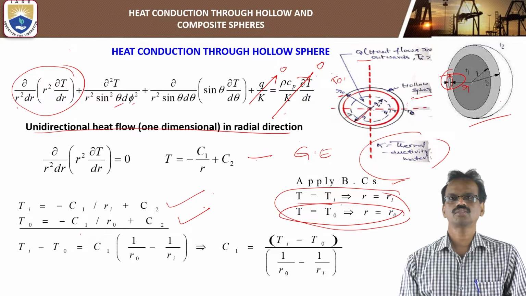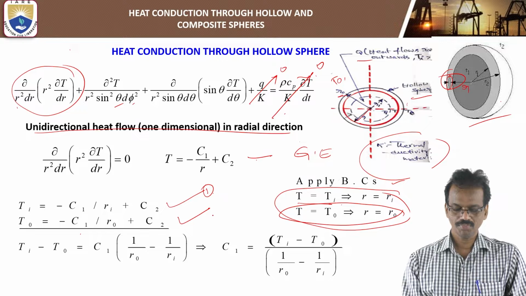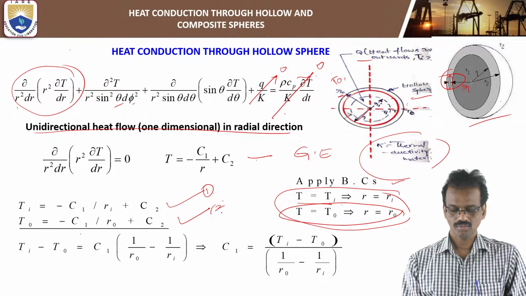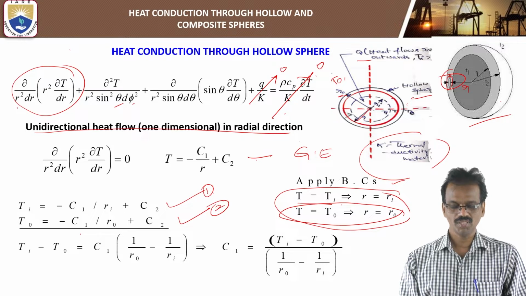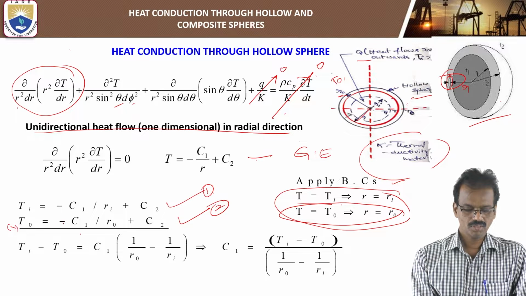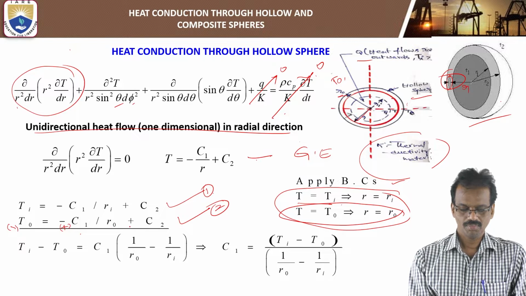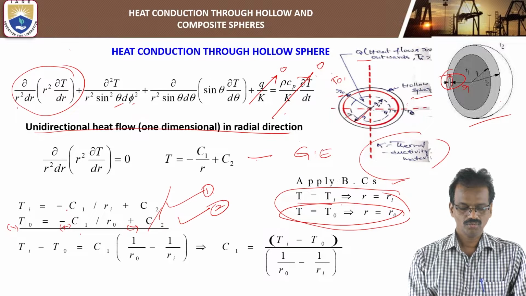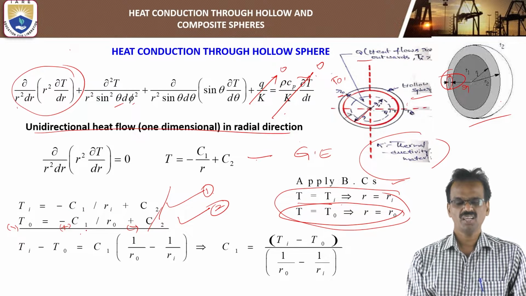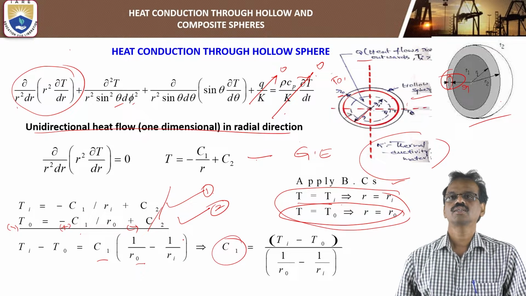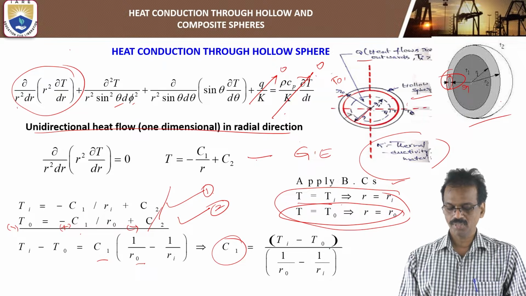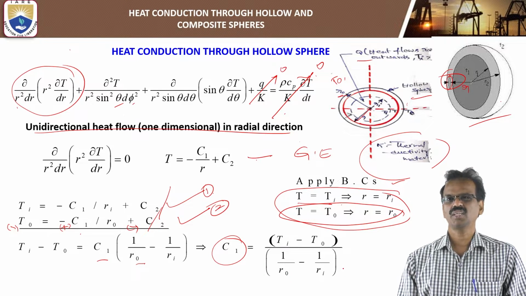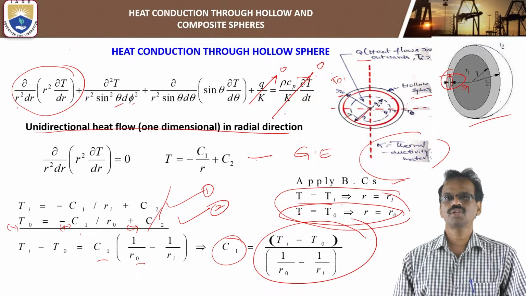These two equations, if you subtract equation 1 from equation 2, this will be minus, this will be plus, so plus C2 and minus C2 will be cancelled. Then minus C1 by Ri plus C1 by R naught, you can take C1 common, then 1 by R naught minus 1 by Ri is equal to Ti minus T naught. So from this one you will get the C1. So C1 is equal to Ti minus T naught by 1 by R naught minus 1 by Ri. So this is the C1 value.